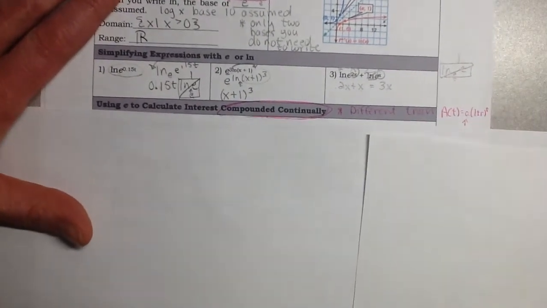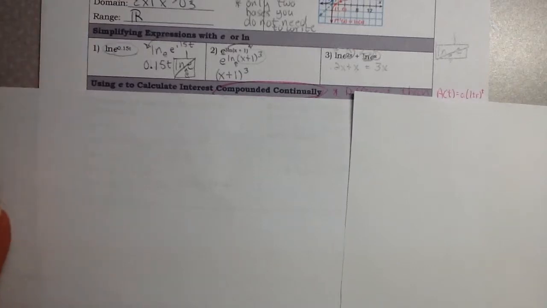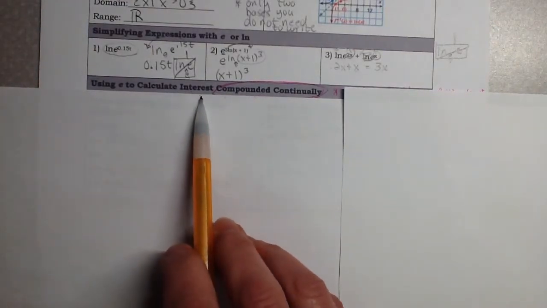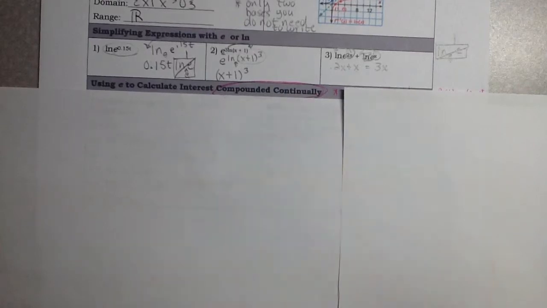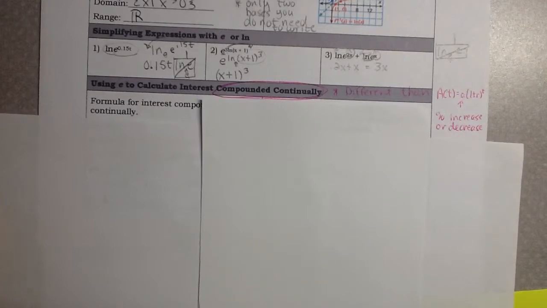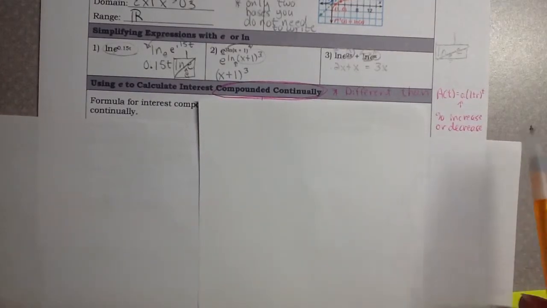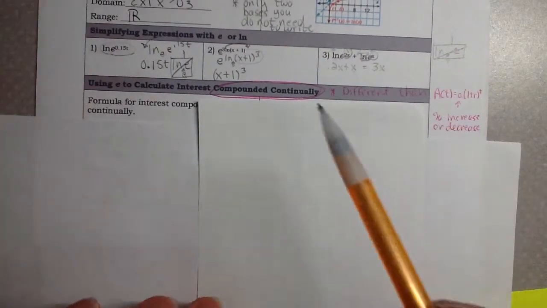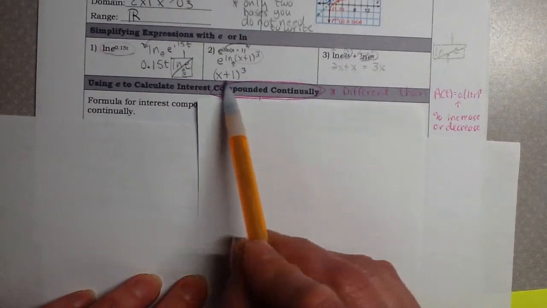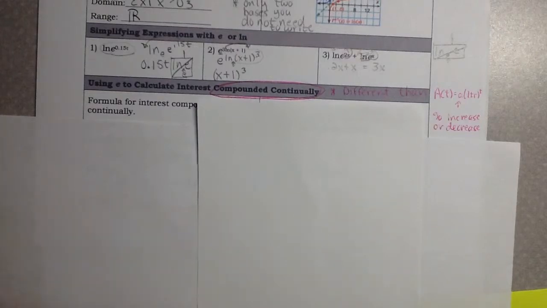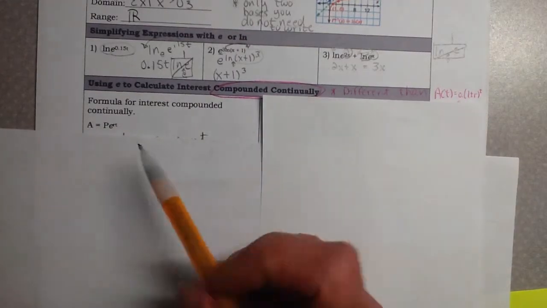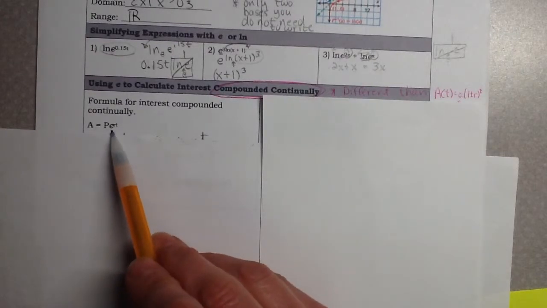Okay, I mentioned that e is used a lot in finance, so we're going to use e to calculate interest that's compounded continuously. Now this is different than what we used before when we had a percent increase or decrease. That's when you use this particular formula. But if you see that the interest is compounded continually, in other words, you're getting interest on your interest, then you use this formula. I call it the APERT formula, and it's A equals P e to the rt.